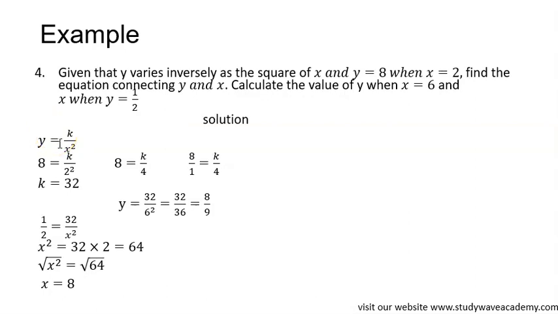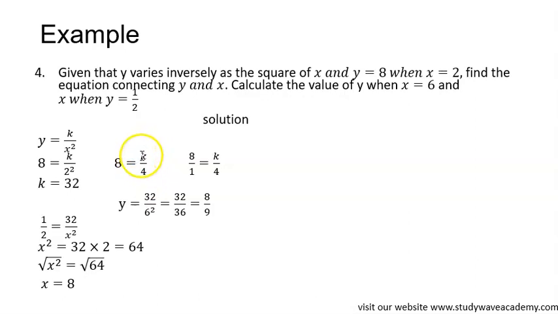So now we are to find k, because y is given as 8 when x is 2. k was not given, the constant was not given, so we are looking for it. We substitute our numbers. y = 8, so we write 8 = k over x squared, with x = 2, we write 2 raised to power 2. 2 raised to power 2 is 2 times 2, which gives you 4. So 8 = k over 4.